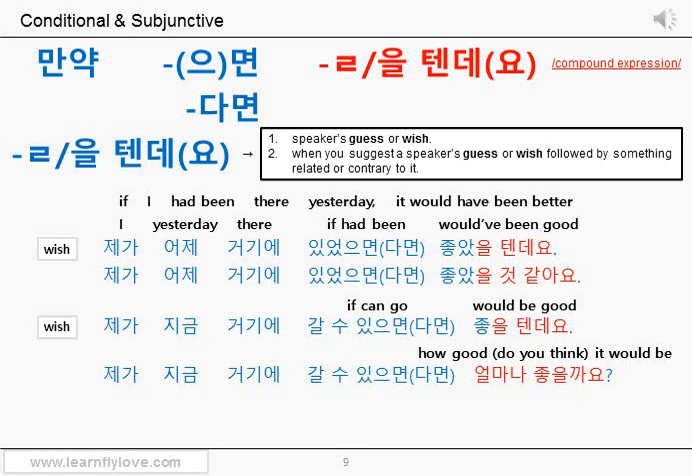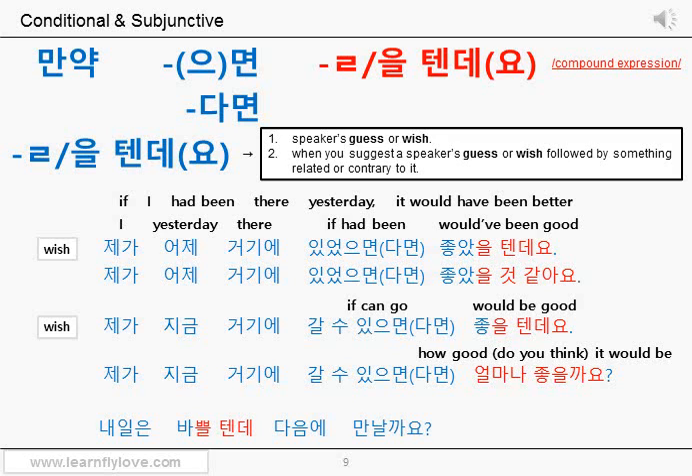But as you know, this is not actually a question. Of course, it can be a question too, but here it's just an emphasis. So, 제가 지금 거기에 갈 수 있으면 좋을 텐데요. And 제가 지금 거기에 갈 수 있으면 얼마나 좋을까요? Sound very similar. Do you agree? Let's see the next sentence. This one is a little bit different.